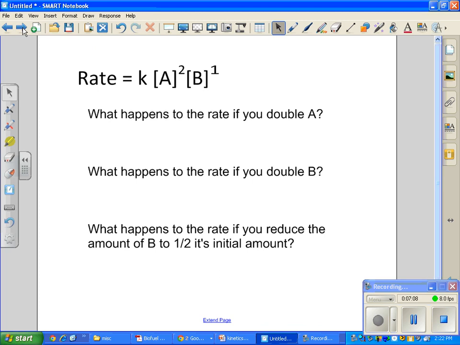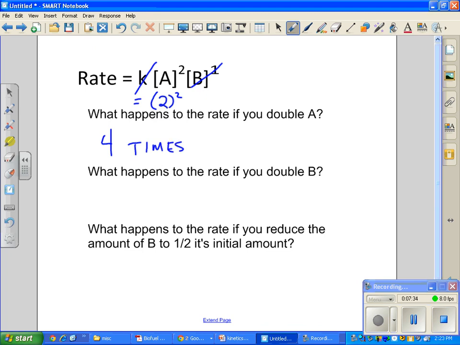Rate is equal to K, concentration of reactant A to the second order, concentration of reactant B to the first order. What happens if you double A? Well, kind of like the same thing we did in the previous one. So I'm going to double A. K is a constant, I could care less. B isn't mentioned, I cancel it. What's going to happen to the overall rate? The overall rate is going to go up by 4 times. So it allows us mathematically to figure it out.